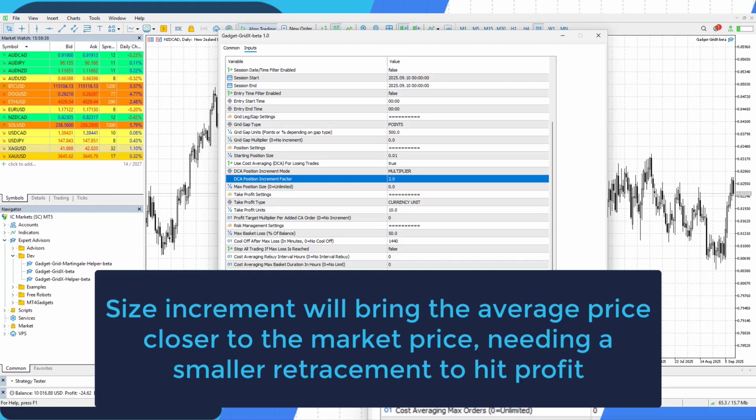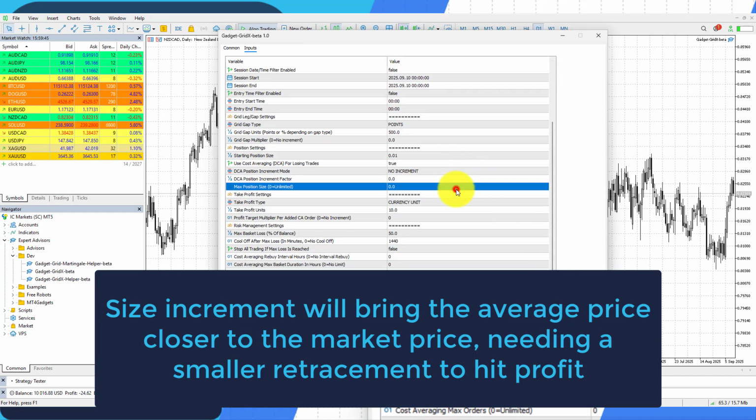Incrementing the lot size can be beneficial in some circumstances, especially when working with baskets and a cumulative take profit. By increasing position sizes as the basket builds, you shift the average entry price closer to the market price. This means that the combined basket requires a smaller move to return to profit. The effect is that losses are recovered faster, and the take profit target is often reached sooner compared to equal lot grids.